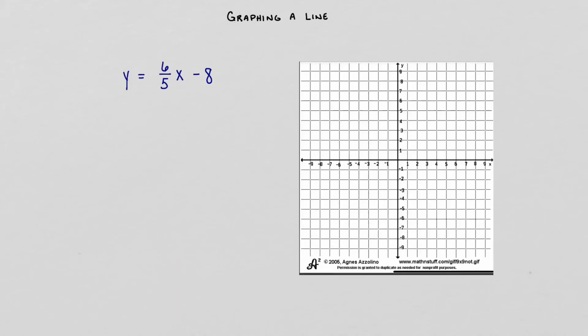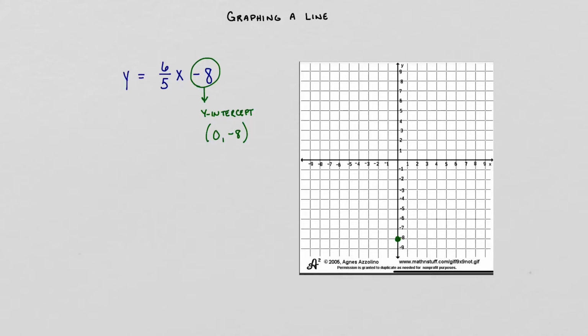If we are graphing a linear function and it is presented to us in slope-intercept form, it's actually a pretty straightforward process. The first thing that we should do is identify the y-intercept. In this case, that would be our -8. So the y-intercept would be the point 0, -8, and it would be located right here on our graph.